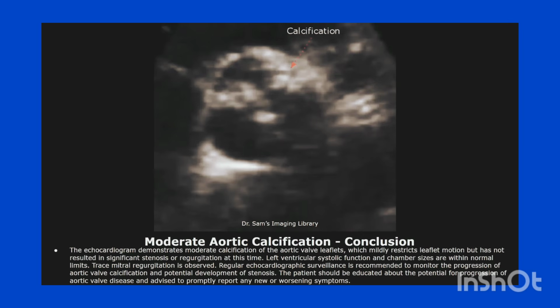Left ventricular systolic function and chamber sizes are within normal limits. Trace mitral regurgitation is observed. Regular echocardiographic surveillance is recommended to monitor the progression of aortic valve calcification and potential development of stenosis. The patient should be educated about the potential for progression of aortic valve disease and advised to promptly report any new or worsening symptoms.